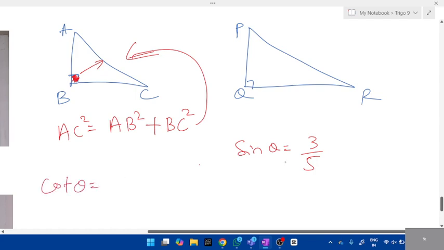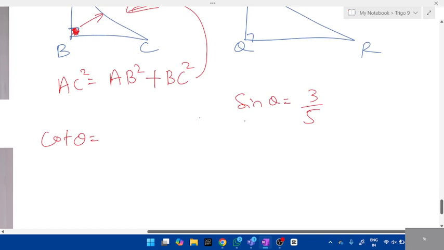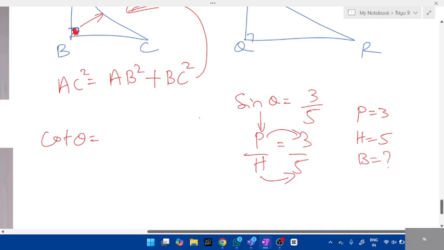What is the sine theta formula? Tell me sine theta. Yes, look here. Sine theta, the formula. Don't write in different methods. Use this method. Sine theta is 3 by 5. What is the perpendicular value? 3. What is the hypotenuse value? 5. What are the three things required in trigonometry with Pythagoras theorem? Perpendicular, hypotenuse and base. Base is missing.